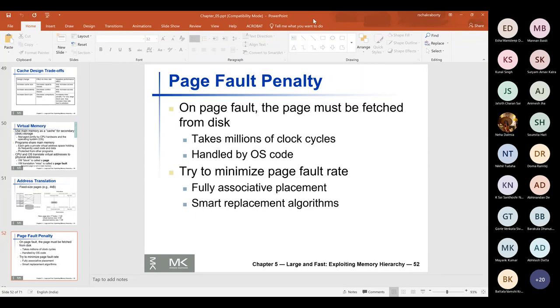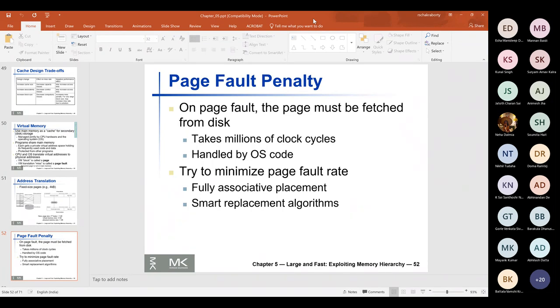Because we are dealing with millions to crores of clock cycles, tens of millions of clock cycles penalty, we have to be very, very careful about how much page fault rate is actually happening in the system. If the page fault rate is even slightly high, not even a full 1%, like it is getting close to 0.1% or so, the performance impact can be disastrous.